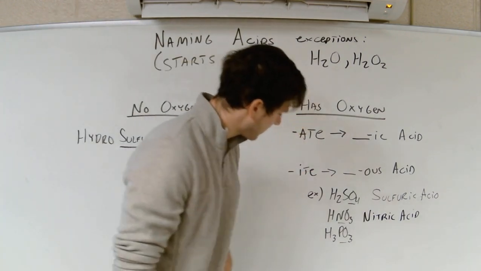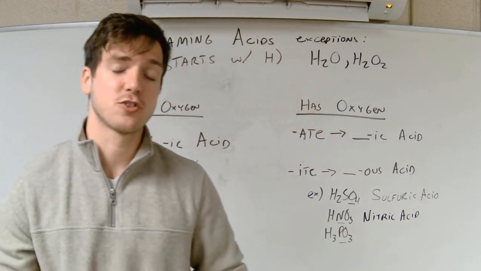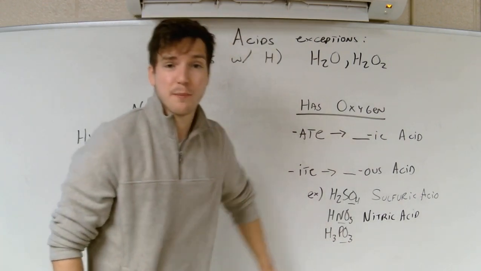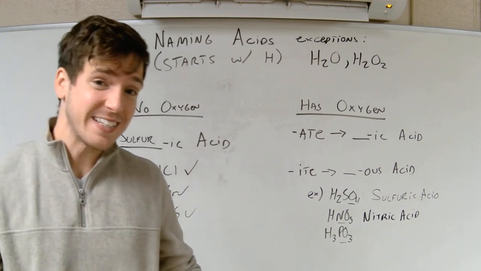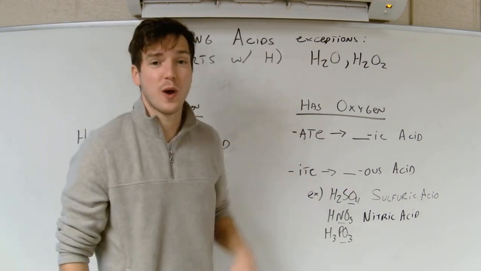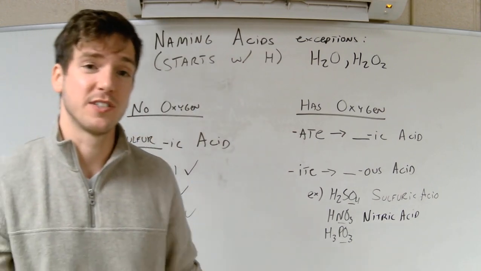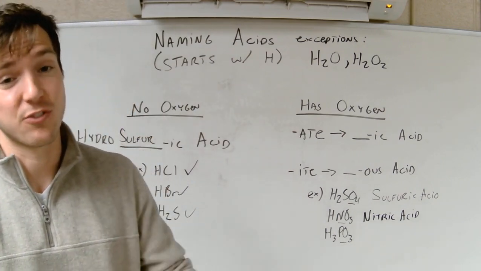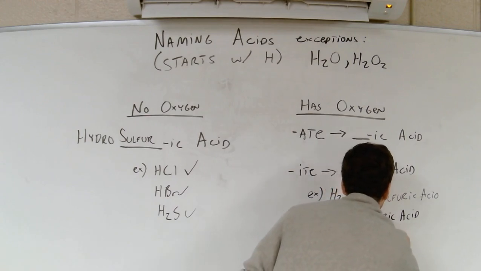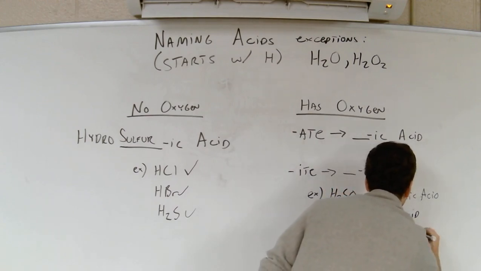And this last one here, it's got an oxygen in there, so I'm going to look at that polyatomic ion attached to that H, which is PO3, which is phosphite. Remember, if it ends in ite, it goes to ous. So phosphite, you could say phosphous, but phosphorous sounds better. So this is going to be phosphorous.